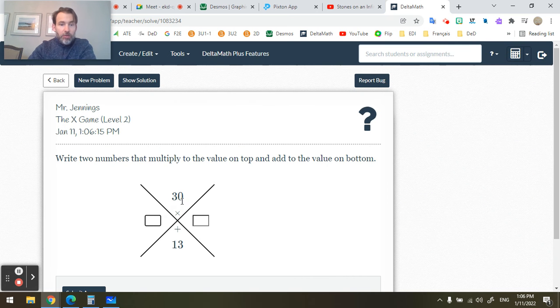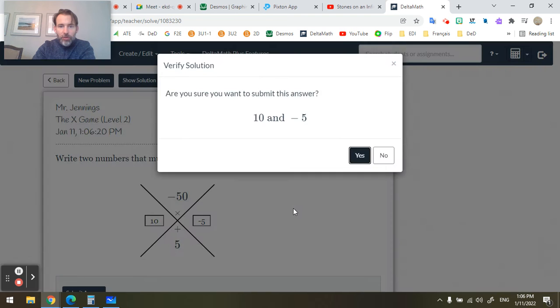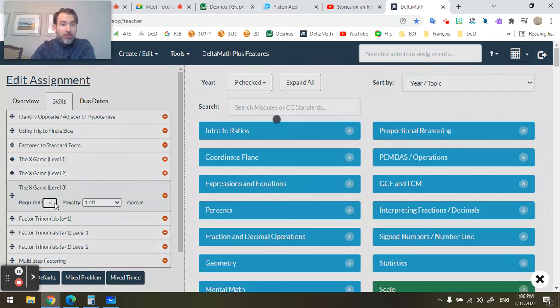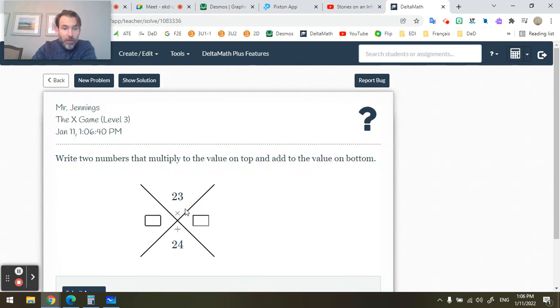The X game here, level 2, 30. So this is 3 times 10. This one multiplies to negative 50 and adds to 5. So I know that that's 10 and negative 5. 10 times negative 5 will do it. Yay. Okay, so you want to find numbers that multiply to this number and add to that number. And that's an important skill that's going to help us when we start factoring.